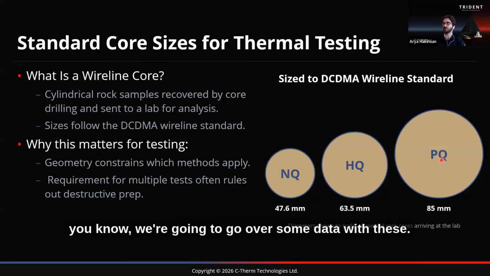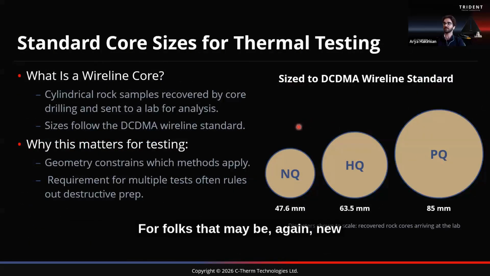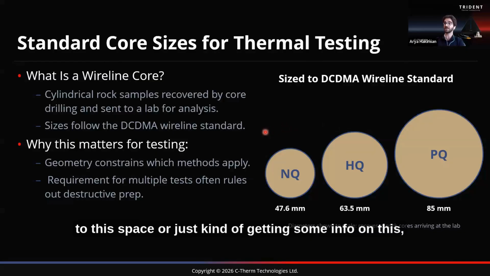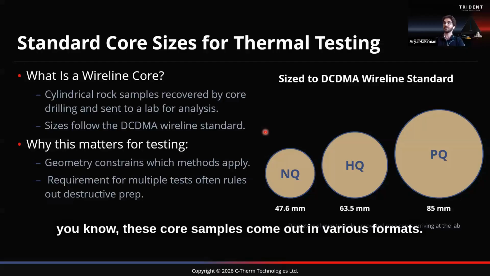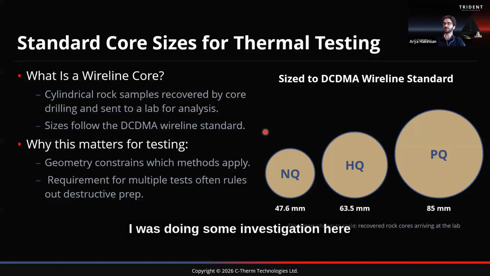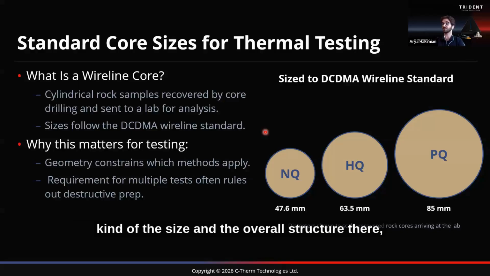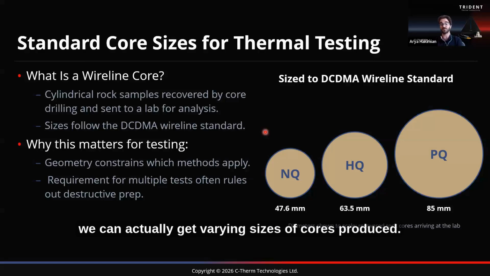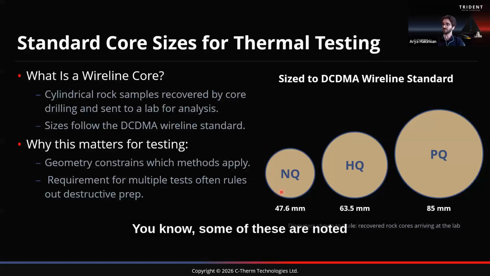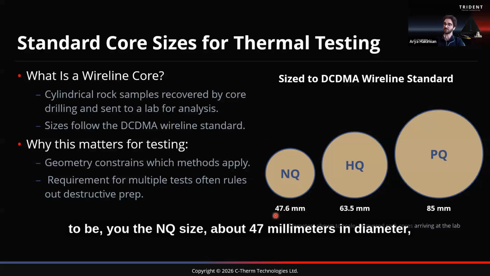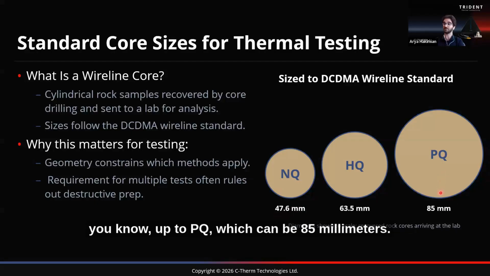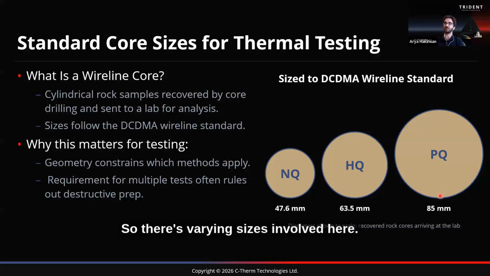Speaking of the cores, we're going to go over some data with these. For folks that may be new to this space, these core samples come out in various formats. I was doing some investigation here, and depending on which type of drill site is used, the size and the overall structure, we can actually get varying sizes of cores produced. Some of these are noted to be the NQ size, about 47 millimeters in diameter, up to PQ, which can be 85 millimeters. So there's varying sizes involved here.